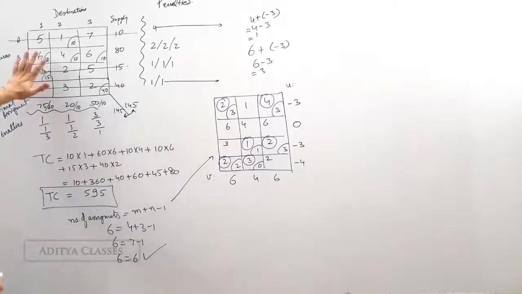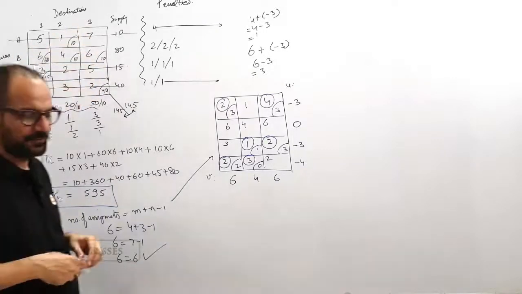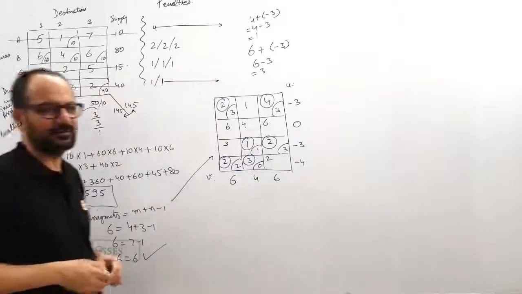This is our final solution. What is our final solution? A2 getting 10, B1 60, B2 10, B3 getting 10, C1 is 15, and finally dummy to 3 is 40. This is our best solution with a best cost of 595.